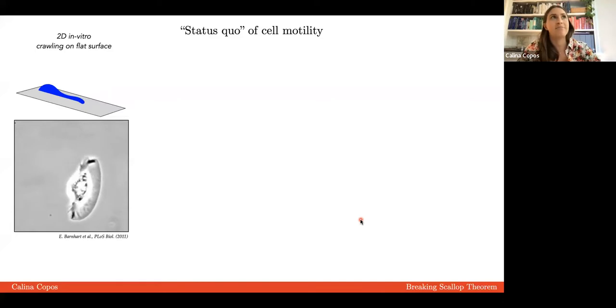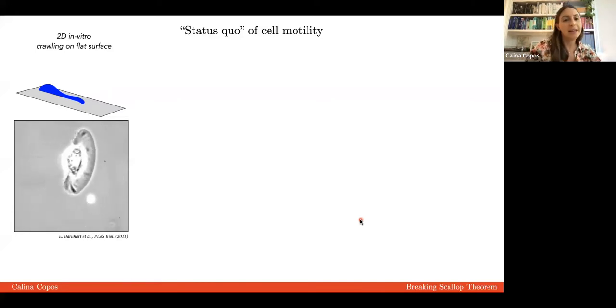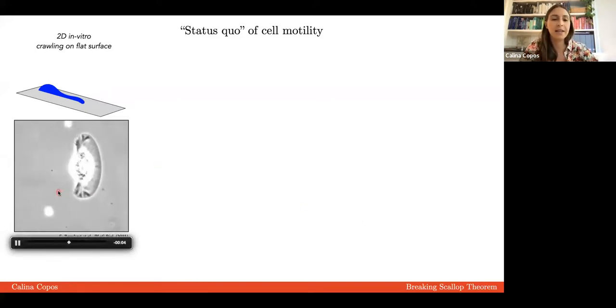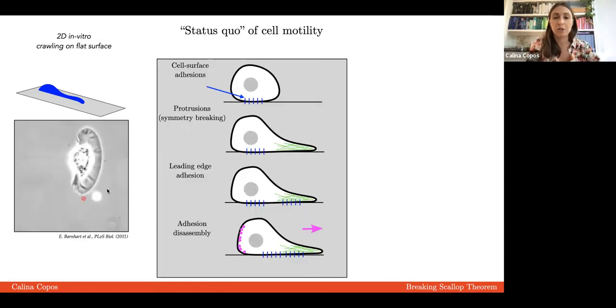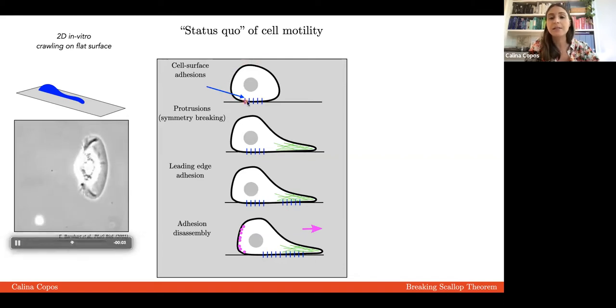So for the last, I want to say century, but more like 80 years, what people have done is taken cells, put them on flat surfaces and watch them under the microscope migrate. And a number of experiments, drugs that were given to the cells, other perturbations, careful theory built together with experiments have led us to the following mechanism of cell locomotion. So a cell is placed on a surface.